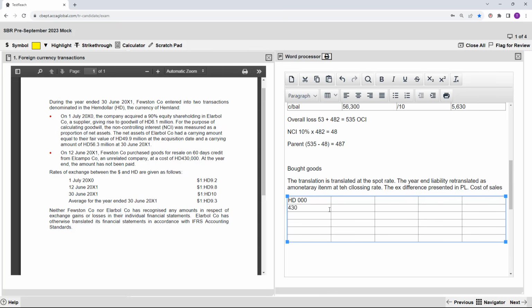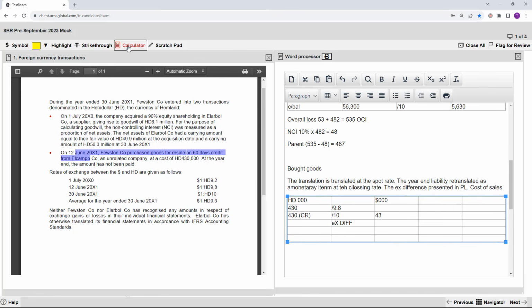In the first place, that is going to be translated at the spot rate, and that was on the 12th of June. On the 12th of June, it was 9.8. So that will be the initial recognition of the liability. But as a monetary item, that is retranslated at the closing rate. And the closing rate is 10, and I can do that in my head at 43, and therefore we get an exchange difference.